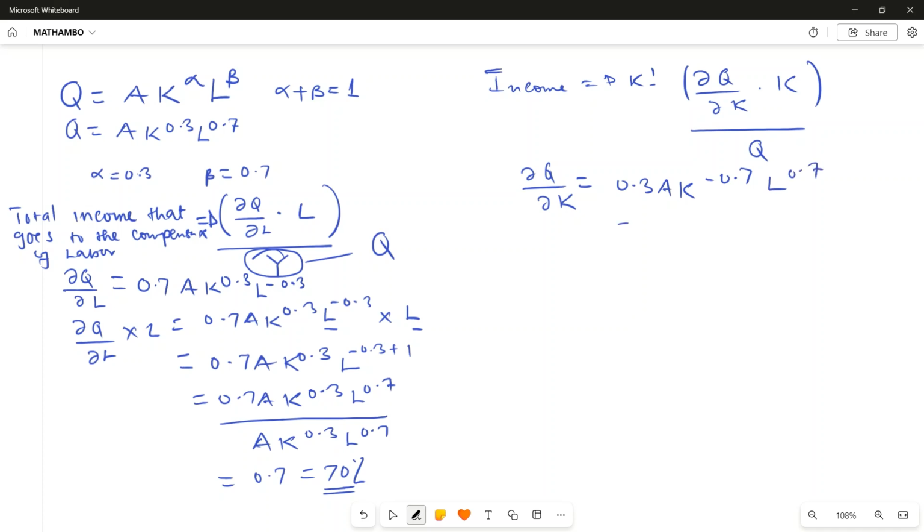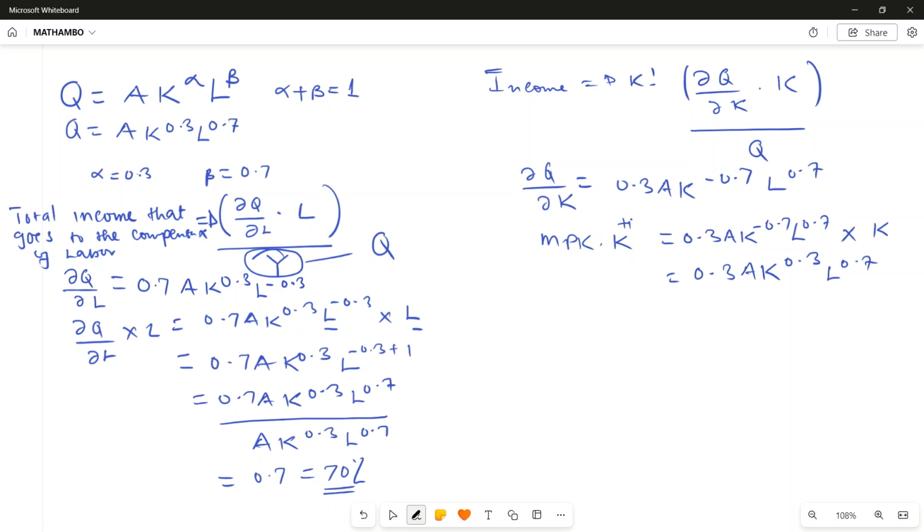Great. So this is our marginal product with respect to capital, which we know that after getting the MPK, the marginal product with respect to capital, we need to multiply it by k. So this will be 0.3 A capital to the power minus 0.7, labor to the power 0.7. Then this will be multiplied by capital. So this will just be 0.3 AK to the power 0.3. Just maintain capital and add the powers. Then you have got labor to the power 0.7.